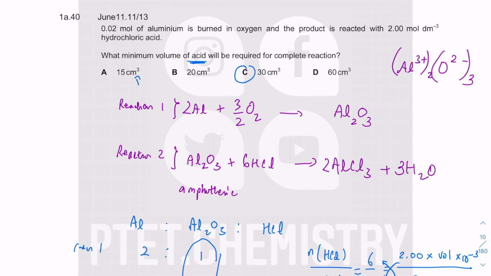So that's the end of this 5 question series on calculations, mole calculation, stoichiometry.